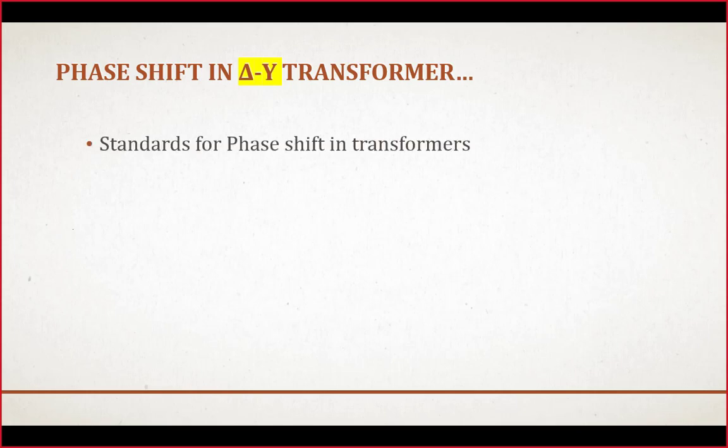There are two standards that will describe this phase shift in delta Y transformers. In power system, that phase shift will be either plus 30 degree or minus 30 degree. But in transformer for many other applications, this phase difference can be other than 30 degree plus minus. It could be 60 degree or even greater than that. All type of phase shifts can be achieved, but in power transformers only this phase will be either plus 30 degree or minus 30 degree.